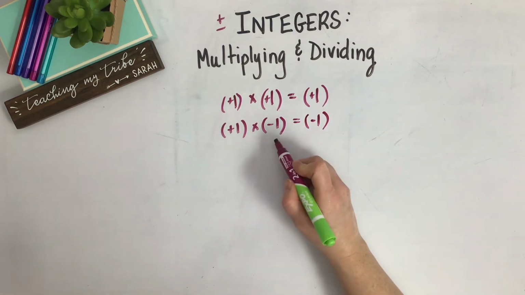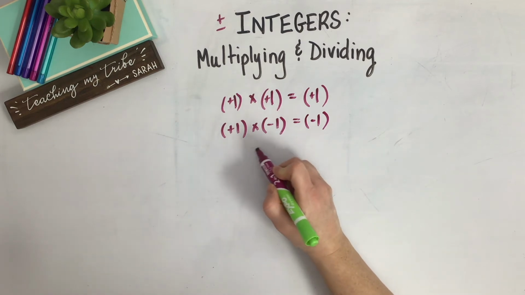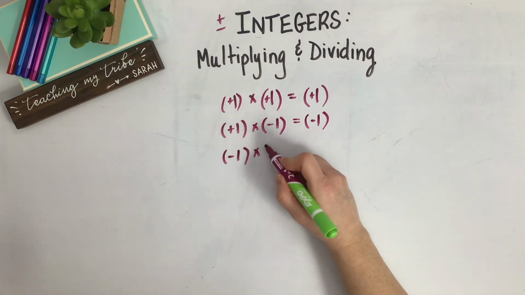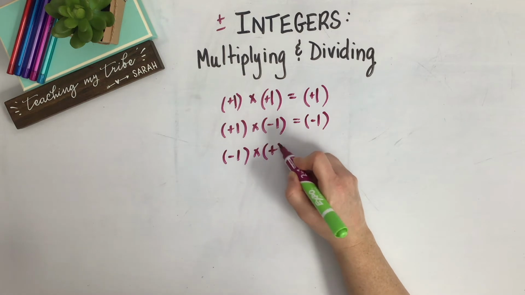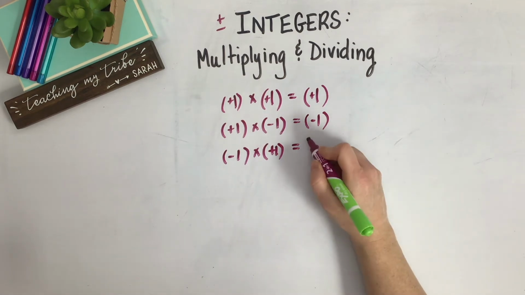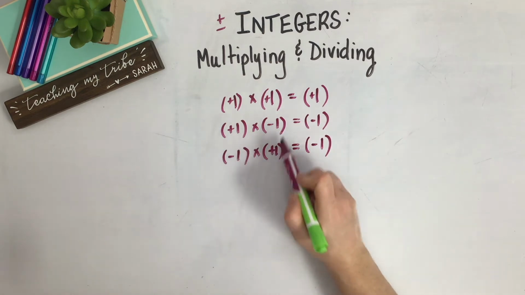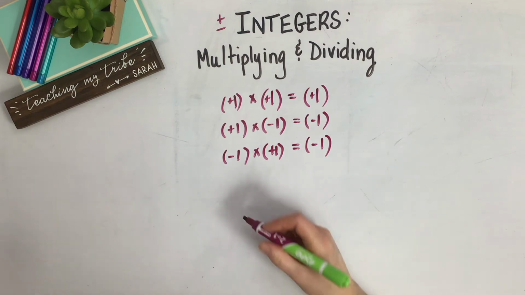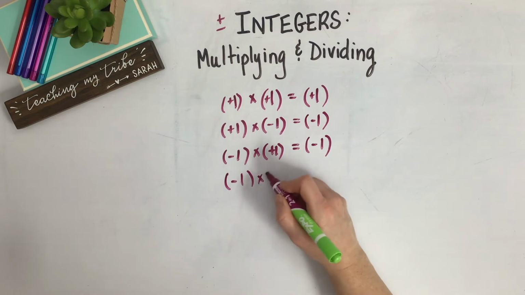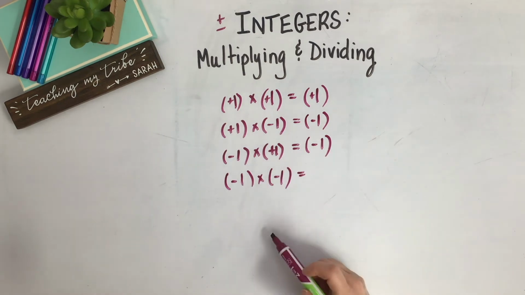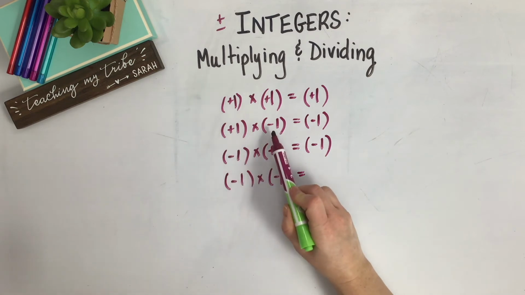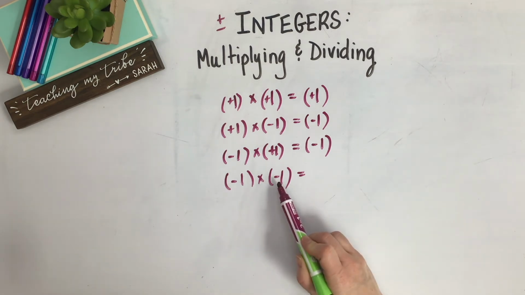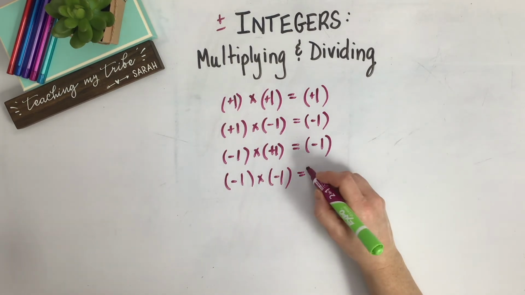I also know that because of the commutative property of multiplication, I can switch the order of these two integers and not change the answer. So that means that a negative 1 times a positive 1 gives me a negative 1 as well. Okay, these two are basically the same question. I just swapped the order. What if both of them were negative? Well, if a positive copy of a negative is going to give me a negative, then a negative copy of a negative should give me the opposite of a negative, which is a positive.